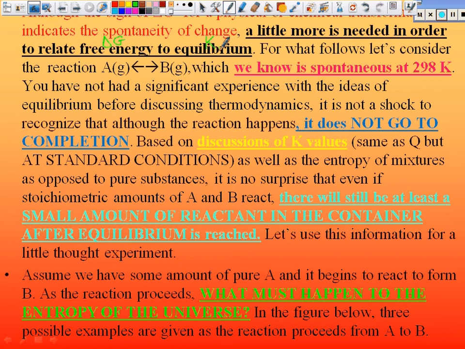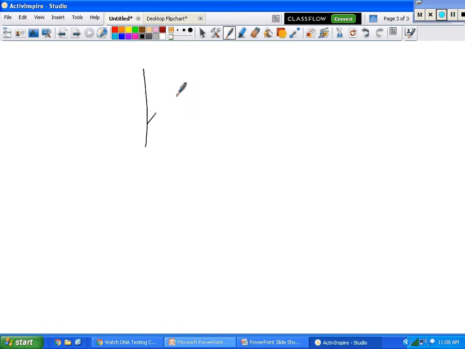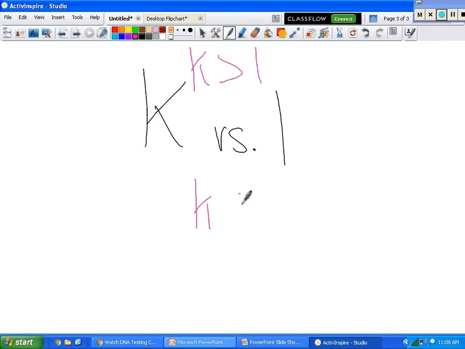Now, let me ask you this, and this is throwing it back to equilibrium. How would you know if more A or more B is present at equilibrium? So my question is, if K is greater than 1, what would you have more of, more A or more B? Why? Products are favored. What if K is less than 1? Reactants are favored. So it's one of those things like, oh yeah, I remember that now. It's just connecting all of these pieces of the puzzle.